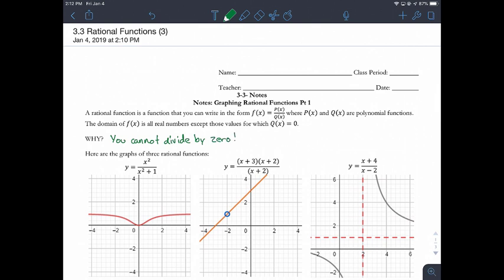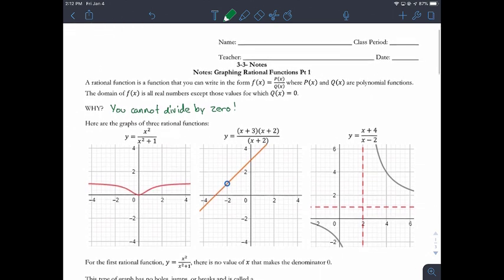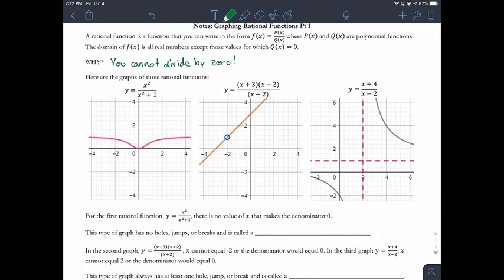All right, so here are the graphs of three rational functions. We are used to seeing graphs that look like this. That's what our previous two lessons have kind of shown us. However, we're going to learn in the next couple of lessons how to graph things that look very different than that and why those things occur.